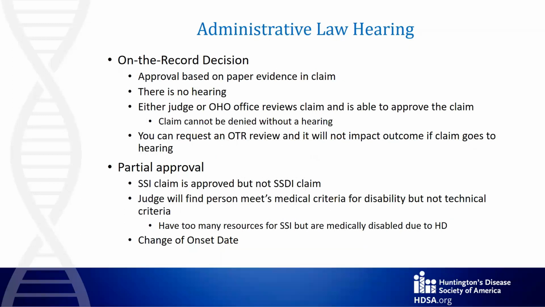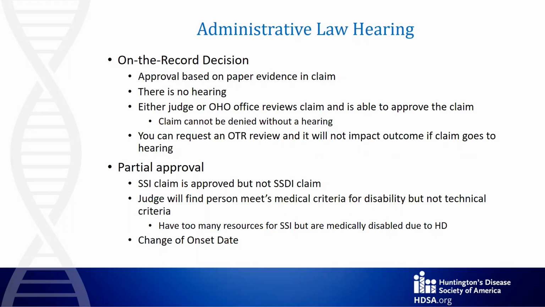There is a way to help get your decision pushed through faster. And again, this is made more possible if you have an attorney. They have something called an on the record decision. And this is approval based on paper evidence in the claim. So it means there is no hearing, and either the judge or the hearing office, there's attorneys in the hearing office, review the claim, and if there's enough evidence that they find favorable, they can approve the claim on the record. You will never get a denial without a hearing, but you can get an approval without a hearing.